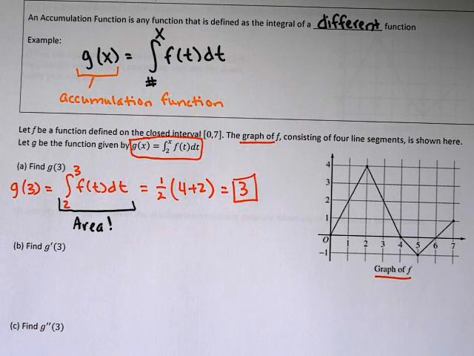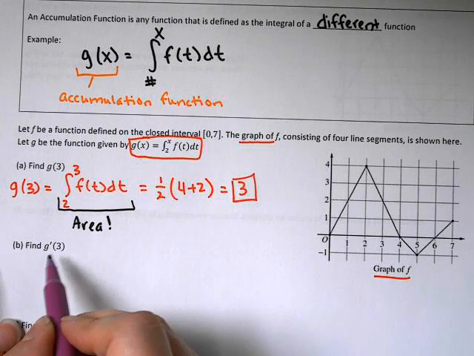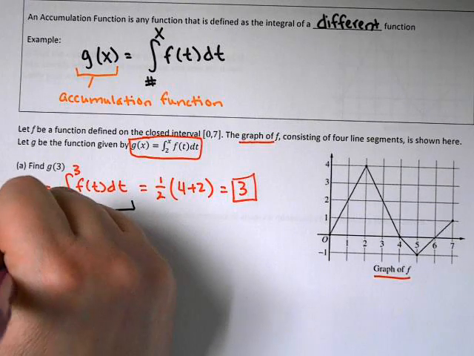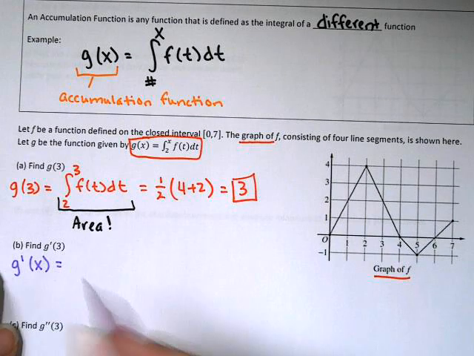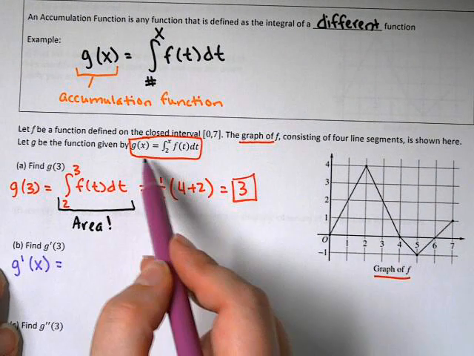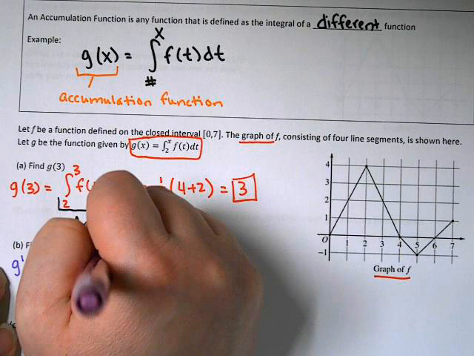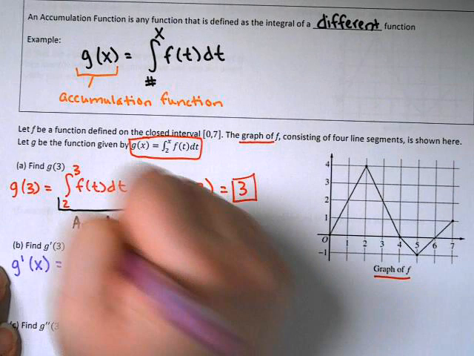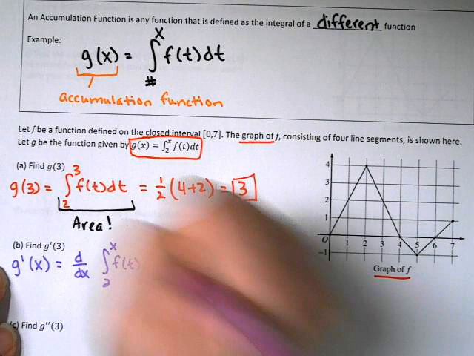The next question asks us to find g prime of 3. Well, before I find g prime of 3, I want to talk about g prime of x. And I want to actually find the derivative of this function first. So the derivative is going to be d dx of this integral, 2 to x of f of t dt.